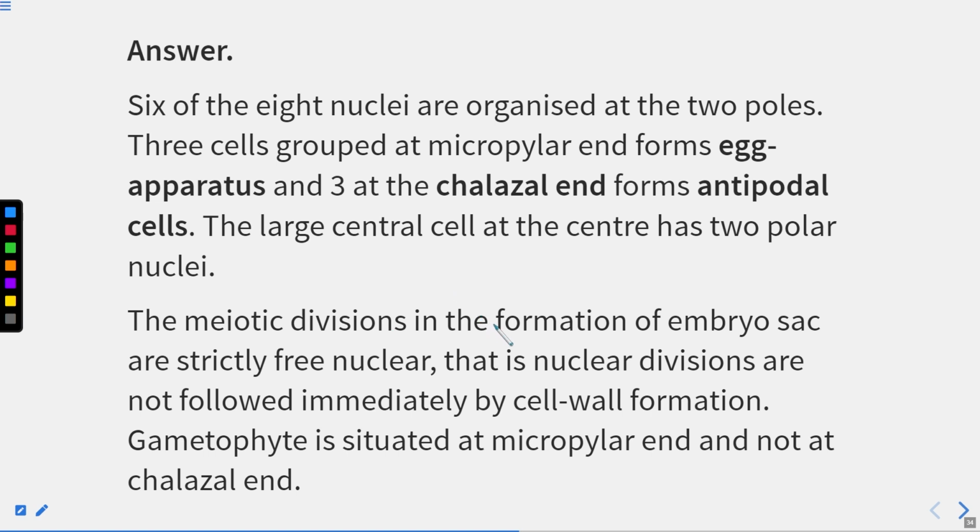Now the divisions in the formation of the embryo sac are strictly free nuclear. In the option, free nuclear was given, that is, nuclear divisions are not followed immediately by cell wall formation. There is no cell wall formation after the nuclear division. So the nuclei lie within the cell, a lot of nuclei, because the nucleus is dividing but there is no cell formation. Now, the gametophyte is situated at the micropylar end and not at the chalazal end. This is the last point.